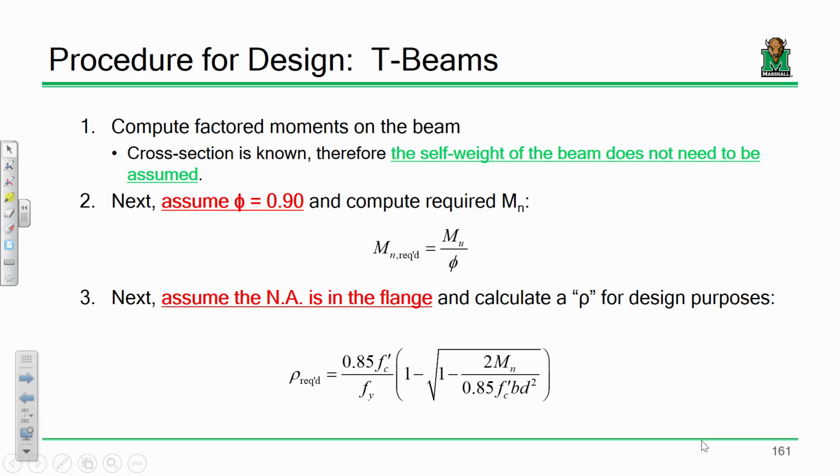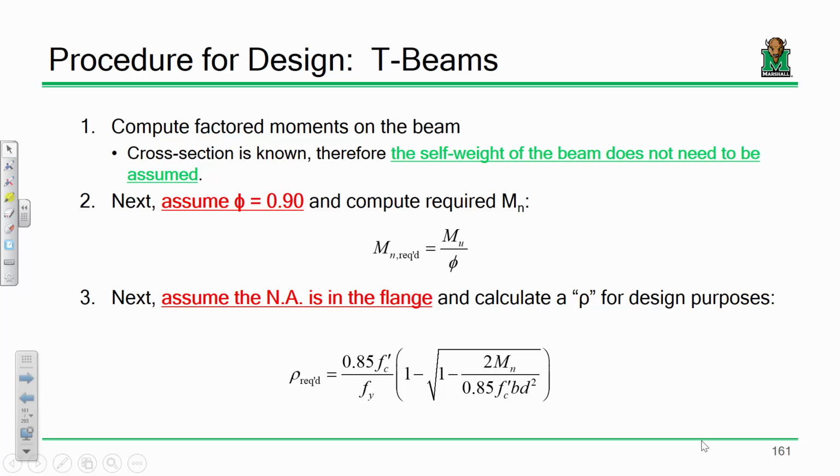But it's a pretty straightforward process nonetheless. We start off, if we're in design mode, remember with T-beams, we're always dealing with a known cross-section. So all we have to do is determine the factored moments on the beam. We don't have to assume a beam self-weight for step 1. We assume a phi value of 0.9, and at the very end of the problem, theoretically, what you'd have to do is verify this assumption. So assume a phi value of 0.9 and compute Mn required.